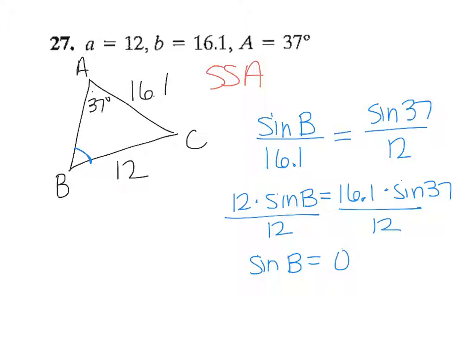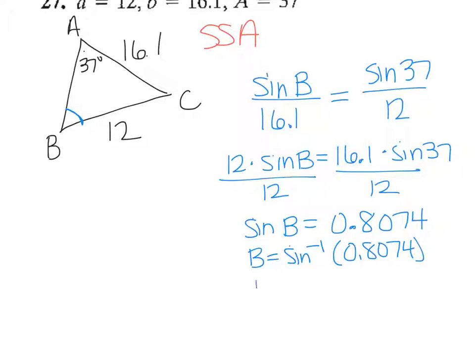And I get, rounded to 4 decimal places, 0.8074. And then to get sine to the other side, I have to do sine inverse, sine -1 of that number. I'm going to get B is equal to 53.8 degrees, which remember we're just going to round these to the nearest whole, so we'll do 54 degrees. So that's the first step.